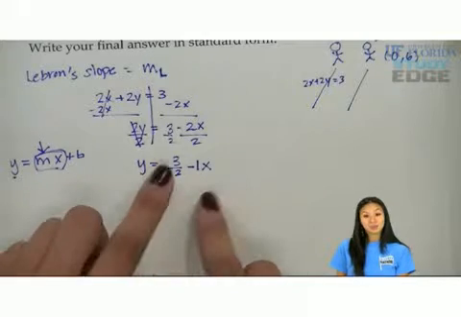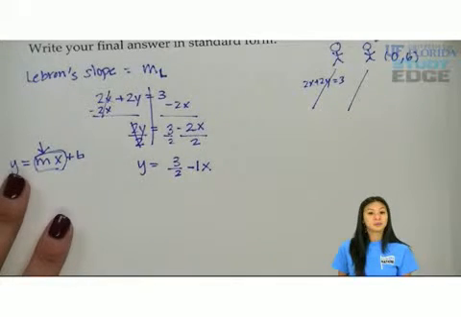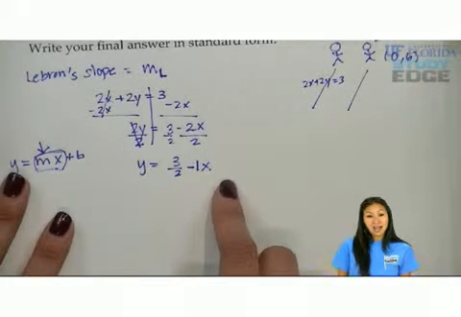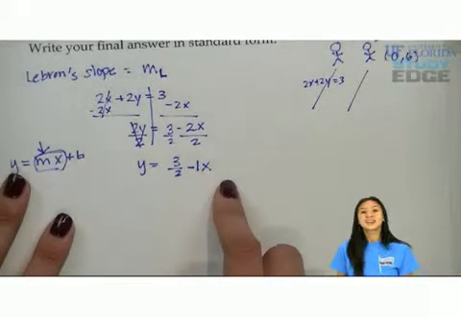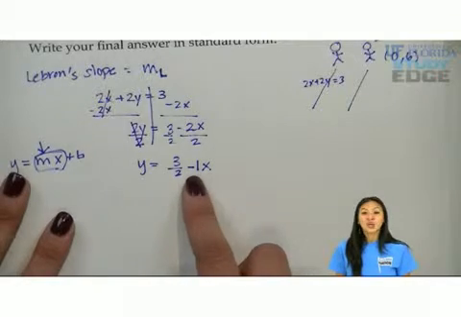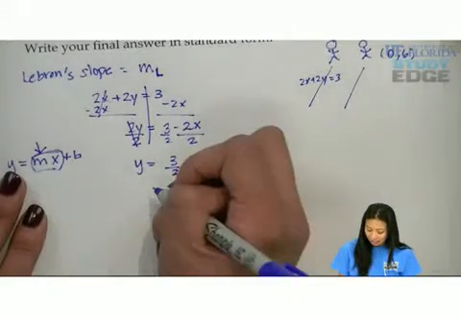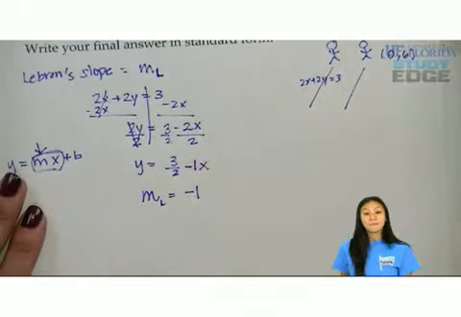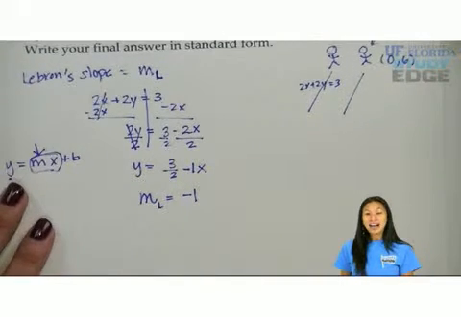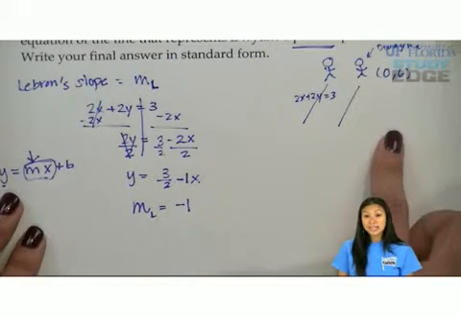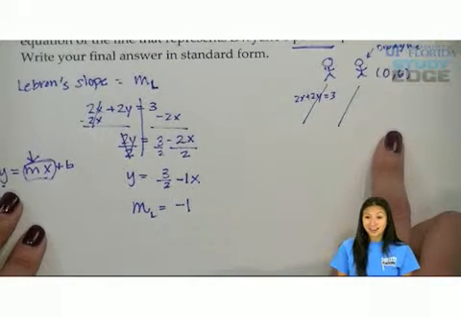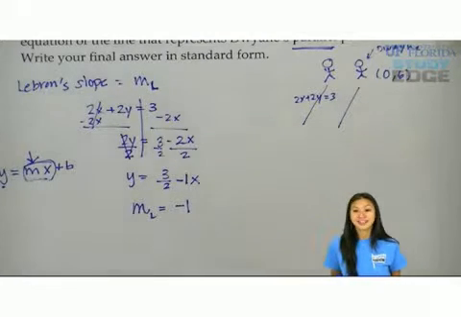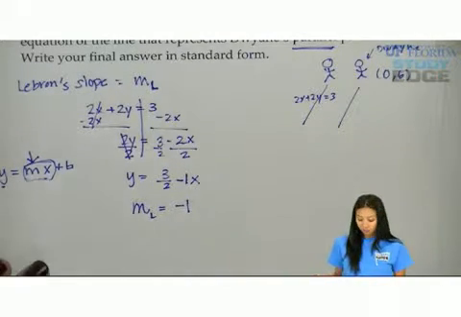Does it matter that it's switched out of order? Nope. You just have to be really careful. It's always the number next to the x. In math terms, it's always the coefficient of x. So LeBron's slope is negative 1. So I know that Dwayne's slope has to also be negative 1, because they're parallel lines. Parallel lines have the same slope.